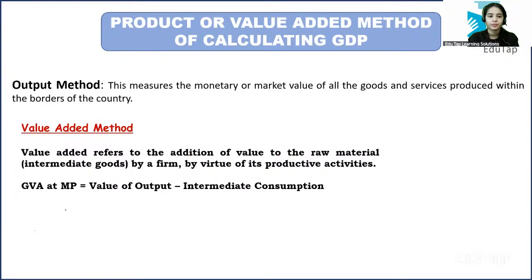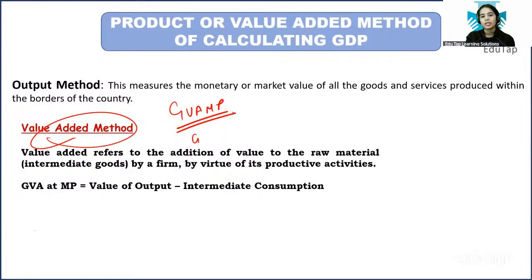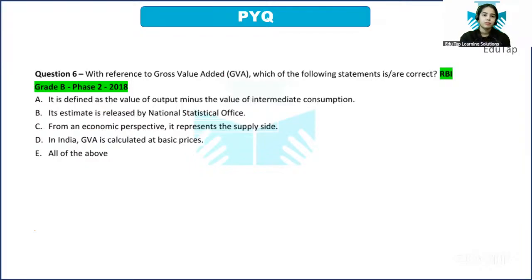Clear? So through the value added method, we are calculating the gross value added at market price. Gross value added at market price is nothing else. It is GDP at MP. Just because we are calculating it through the value added method, that's why we have written GVA at MP. Otherwise, GVA at MP is nothing else. It is GDP at MP. That is all. Try to answer this question.